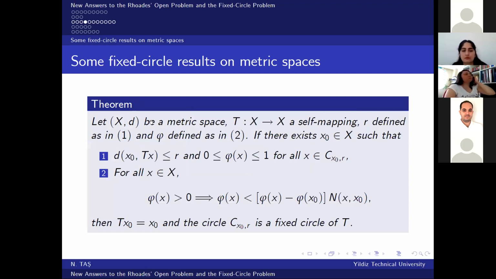Then, this theorem is the first solution to the fixed circle problem. Let (X, d) be a metric space, T a self-mapping, and R and phi be defined as before. If there exists x0 such that conditions 1 and 2 are satisfied, then the point is fixed and the circle with center x0 and radius r is a fixed circle of T.